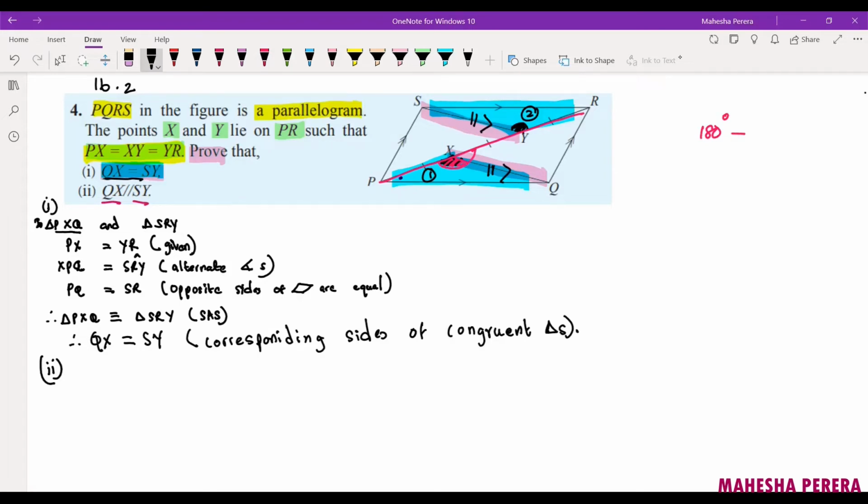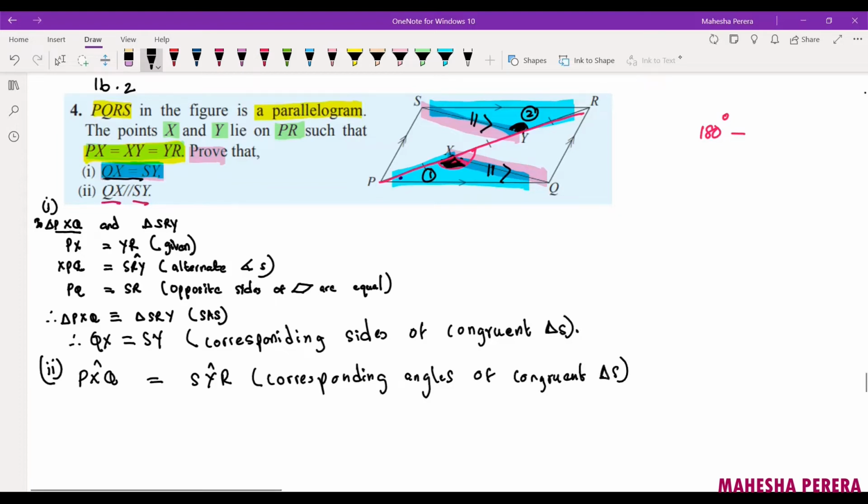First I'm going to say that these two angles are equal. What are the angles? PXQ, right? And the other one is SYR. It's this one. So why do I say so? Because these are corresponding angles, or you can say elements, of congruent triangles. Right? Then I'm going to write this one.